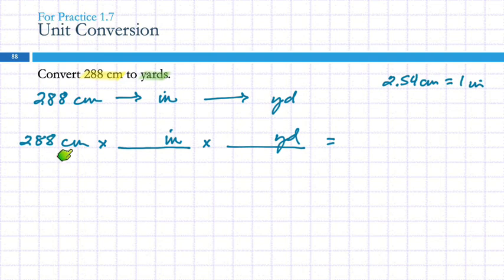I need this unit centimeter to get canceled out. I need it to go away. So I'm going to take that centimeter and I'm going to put it in the denominator of the next term so that I have centimeters divided by centimeters. Poof, they're gone. Now I need to get rid of inch. I'm going to do the same thing and put an inch down here. Poof, they're gone. I'm left with yard, which is the unit I want to find.